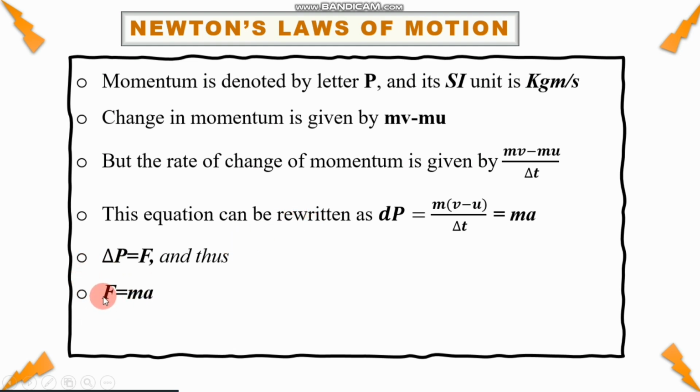So F is the force applied, m is the mass of the object, and a is the acceleration of that object. And remember, our acceleration is given by v minus u divided by the change in time, and this one we derived from mv minus mu divided by the change in time.